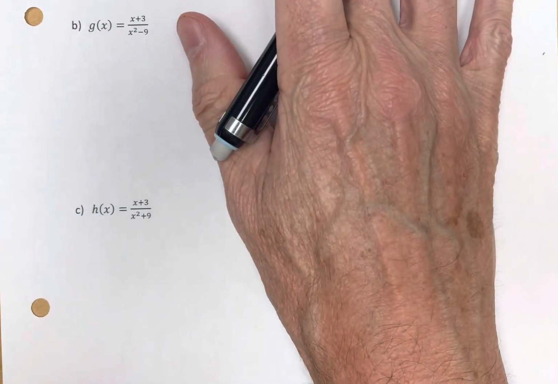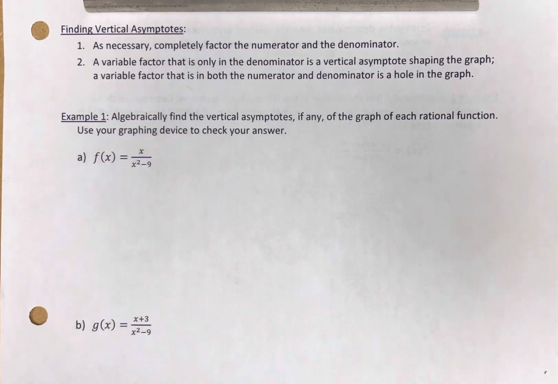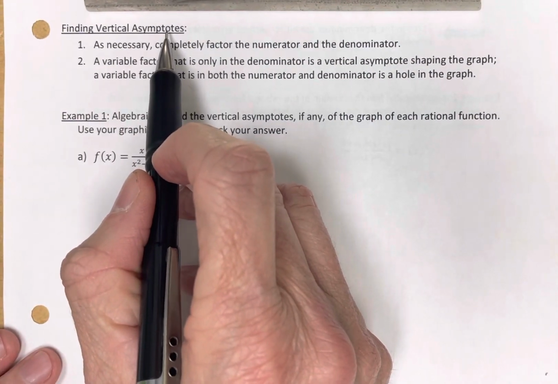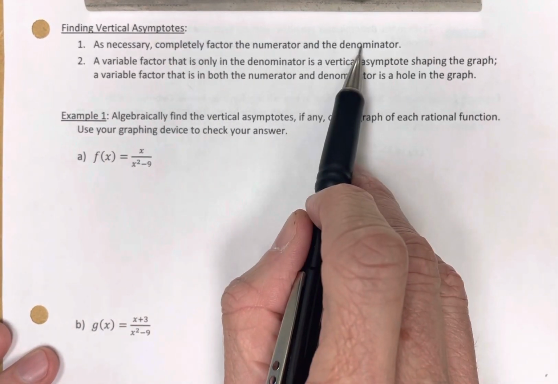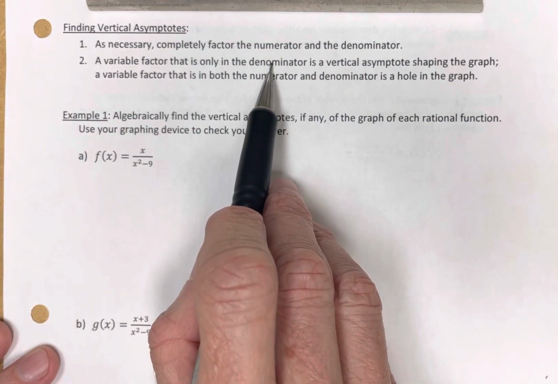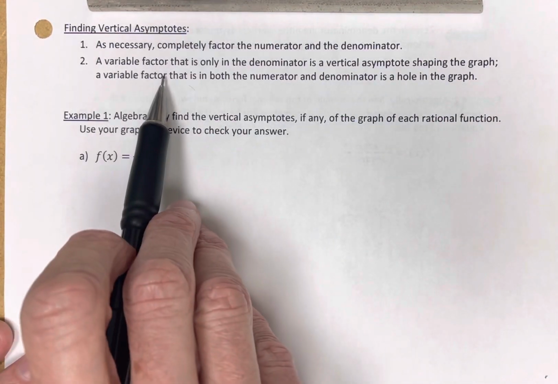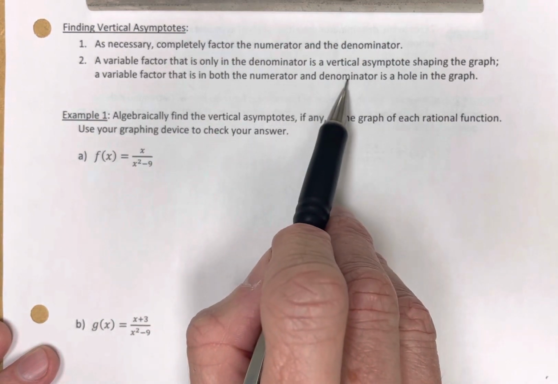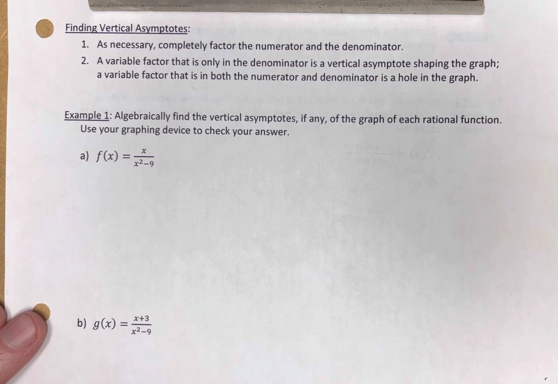Okay, let's do a couple of examples and take a look. Finding vertical asymptotes or holes. So we're going to pull in the holes piece of this. Finding vertical asymptotes, as necessary, we need to completely factor both the numerator and the denominator. Okay. A variable factor that is only in the denominator is a vertical asymptote shaping the graph. A variable factor that is in both the numerator and the denominator will be a hole in the graph. In both cases, they are not part of the domain because they are zeros in the denominator.